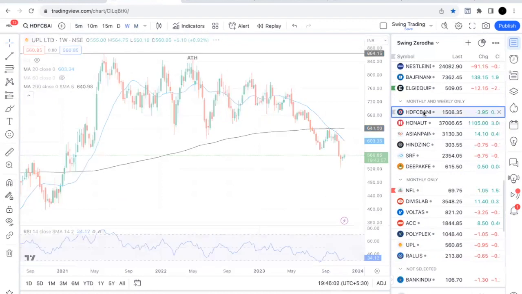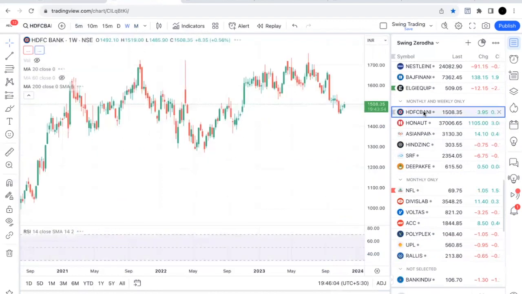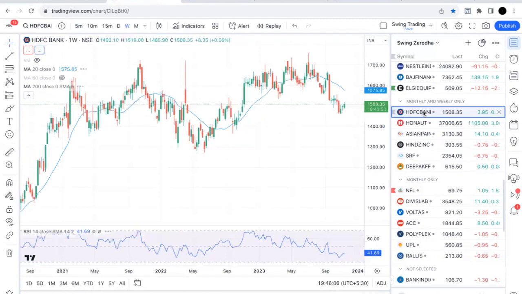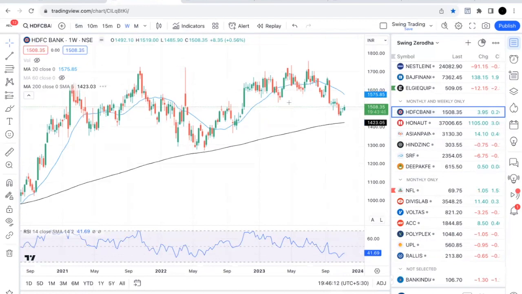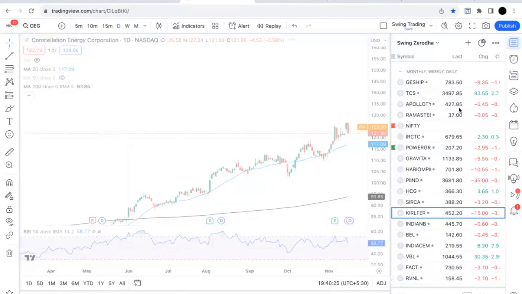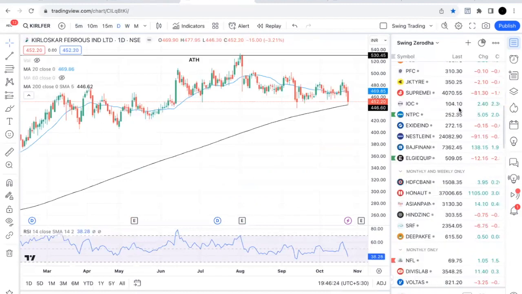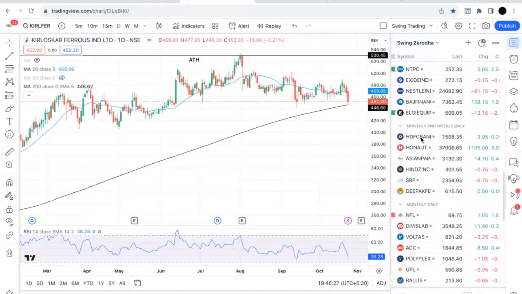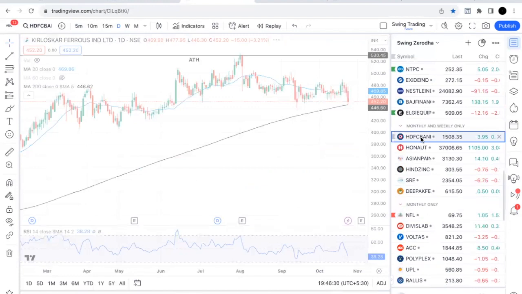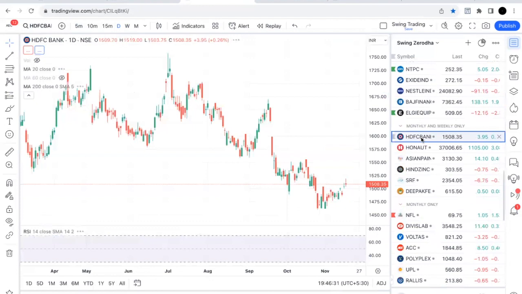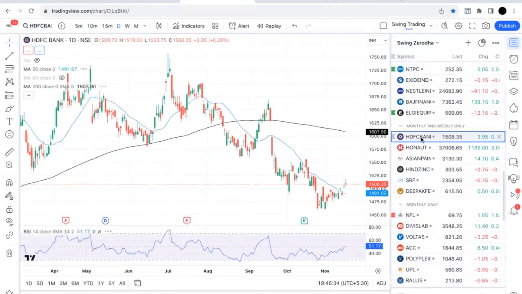HDFC Bank, again, on the weekly. All right, see, the 20 is above the 200. It's trending on the weekly. Now, let's look and see what's happening on the daily chart. Sorry, much of the delay is due to my slow internet. All right, so the daily chart doesn't look good. The 20 is below the 200. Okay, so that's monthly and weekly only.